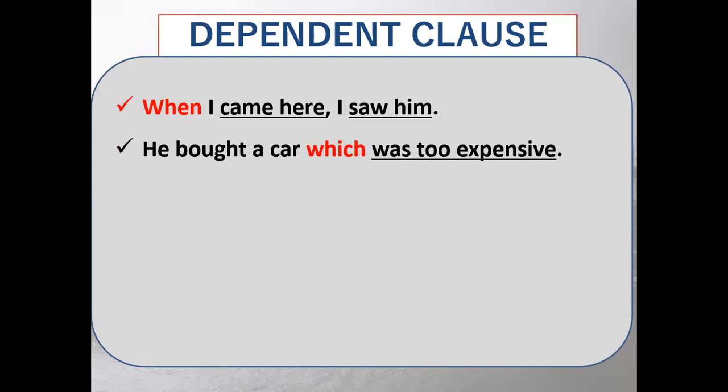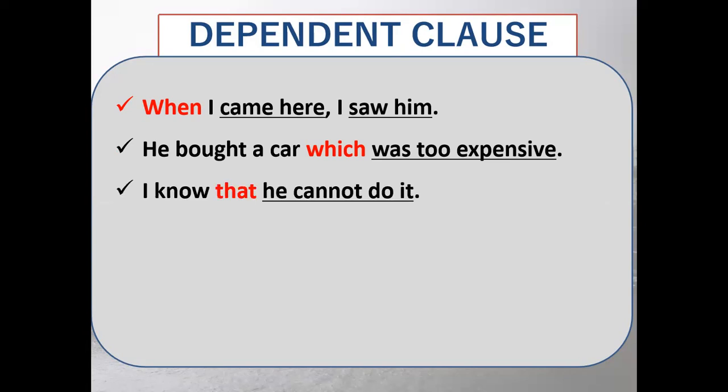He bought a car. If we focus on this part of the sentence, "he bought a car," this clause is an independent clause because it is giving you a complete meaning. After it, the remaining part, "which was too expensive," cannot give you complete sense unless you add "he bought a car." So the one which can stand alone is independent, and the one which cannot stand alone is considered a dependent clause.